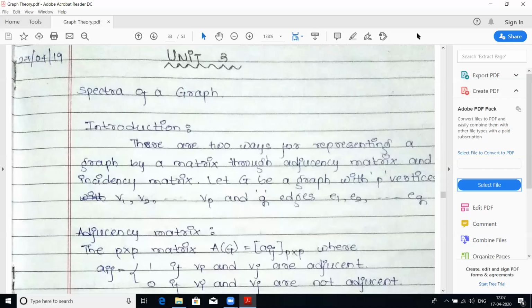Yes, in the last class we have completed the second unit. Now we will start the third unit. That is, the first concept is the spectra. Spectra of a graph. Introduction.